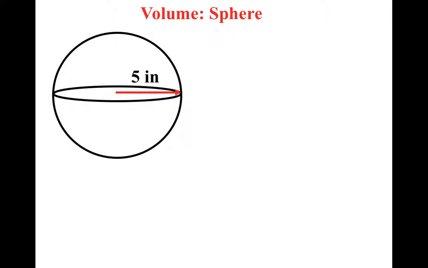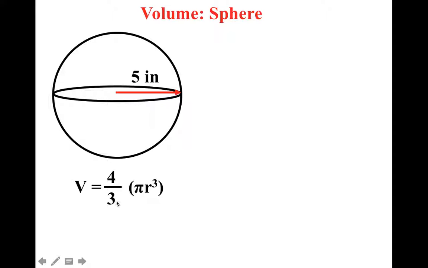So here's a sphere, basically a ball, or a globe. And here's our formula. The formula for a sphere is 4/3 pi r cubed. All right, so now I know my formula.